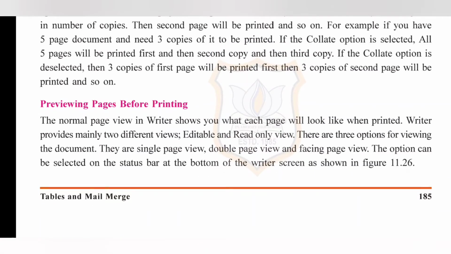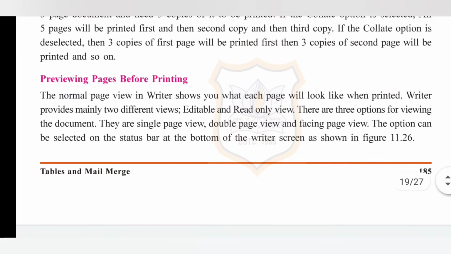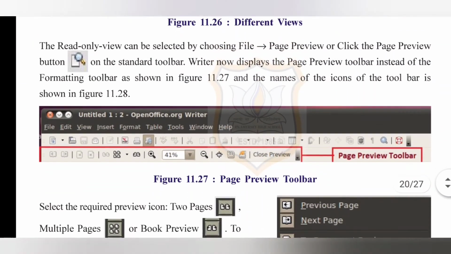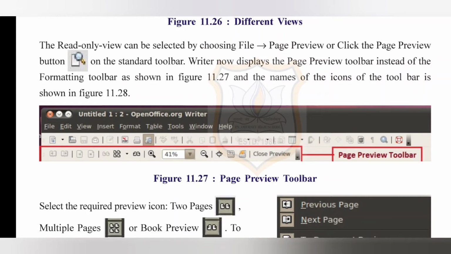Previewing pages before printing. The normal page view in Writer shows you what each page will look like when printed. Writer provides mainly 2 different views, editable and read-only view. There are 3 options for viewing the document. They are single page view, double page view and facing page view. The option can be selected on the status bar at the bottom of the Writer screen, as shown in figure 11.26.